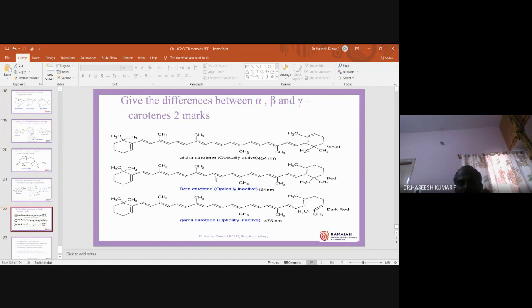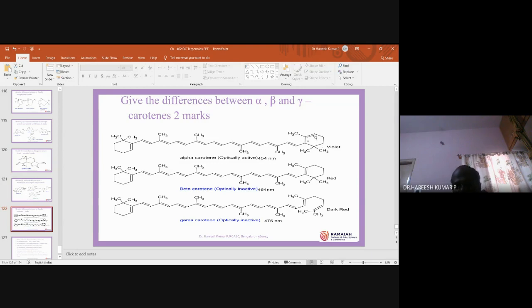And beta carotene is optically inactive because it does not contain a chiral carbon. All these alpha, beta, gamma carotenes exhibit stereoisomerism because of the geometrical double bonds, because many double bonds are there. How many double bonds are there? You can observe that. Look here. It should be 11, no? There should be 1, 2, 3, 4, 5, 6, 7, 8, 9, 10, and 11.